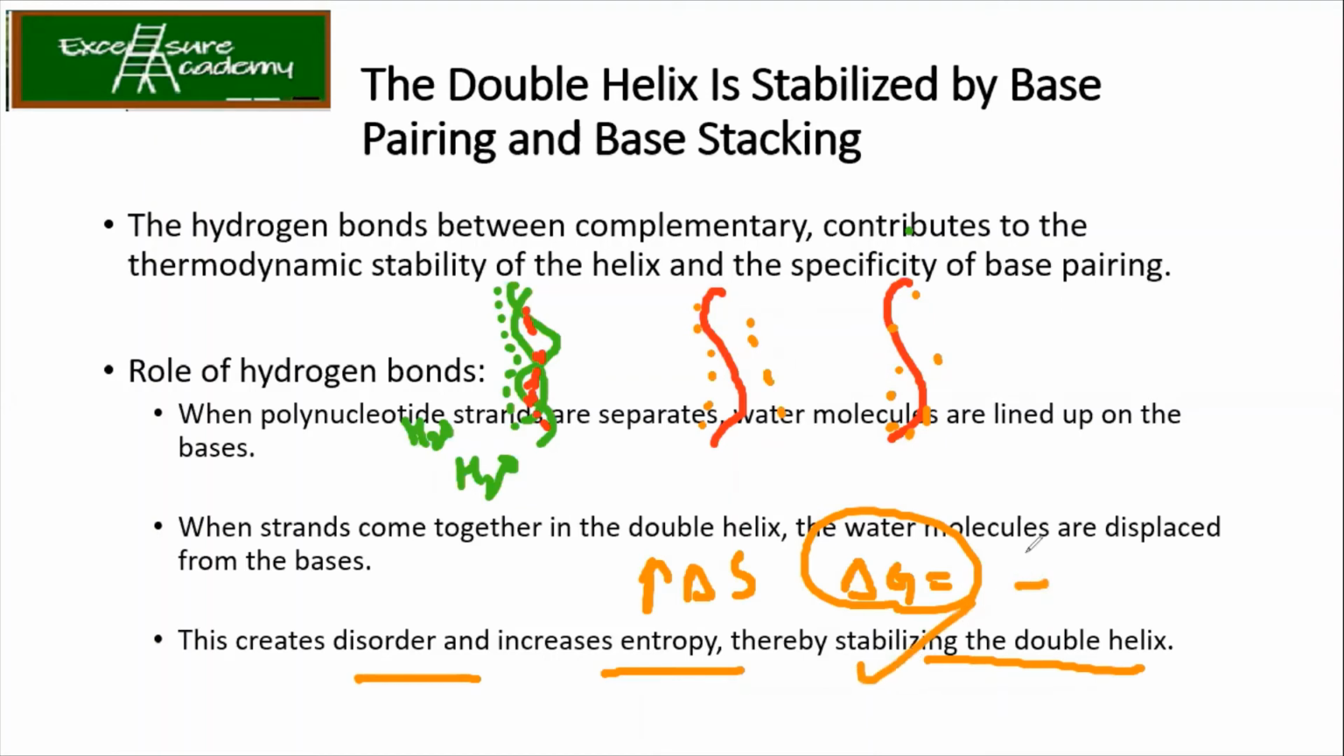Suppose it was not increasing the entropy and the delta G was positive, what does it mean? You have to provide external energy from outside to stabilize the double helix. So then it won't be spontaneous, and it won't be soluble in the water. So these are the reasons why your DNA is soluble in water.